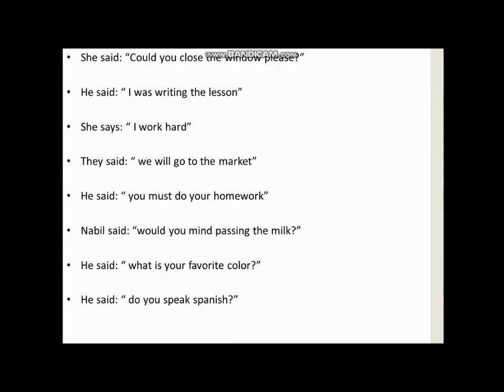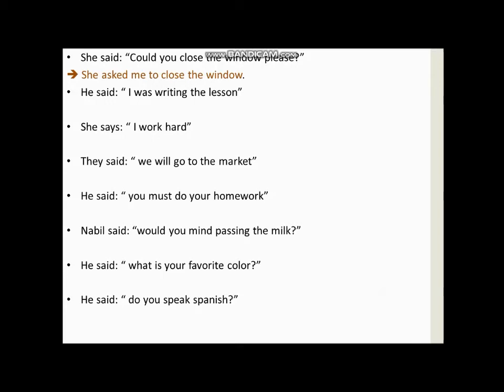So let's correct the first one. She said, "Could you close the window, please?" This is a request. So how can we report this? I can say, she asked me to close the window. Even if we have "said," it's better to use "asked" so it'll be clearer that we are talking about a request, because ask to plus infinitive is a sign that we are reporting a request.